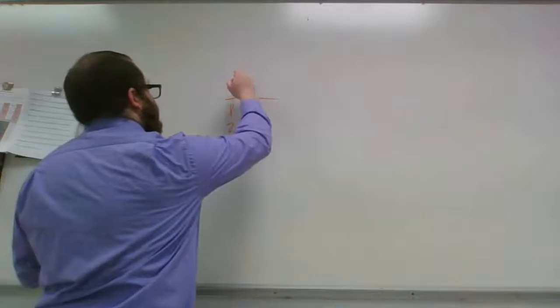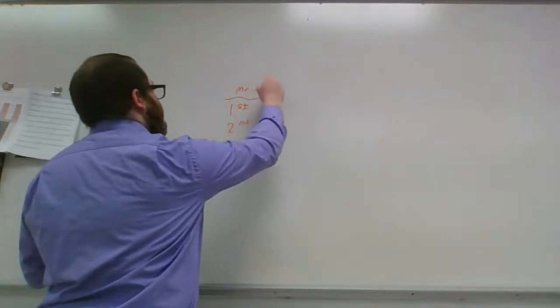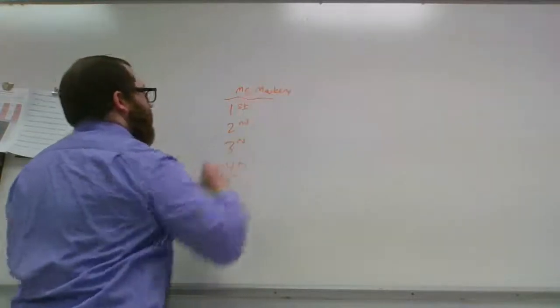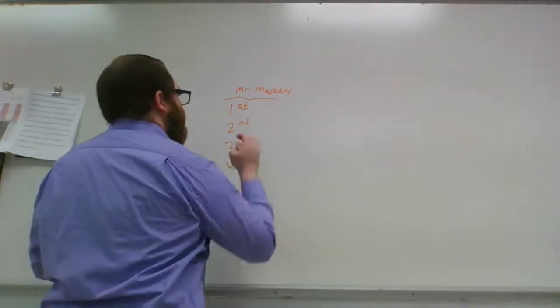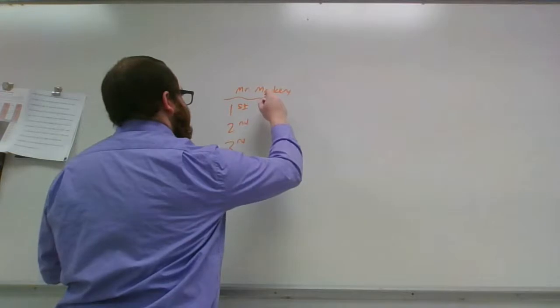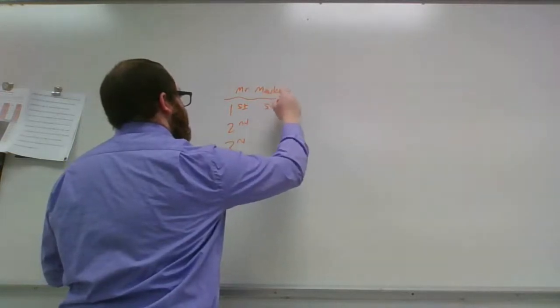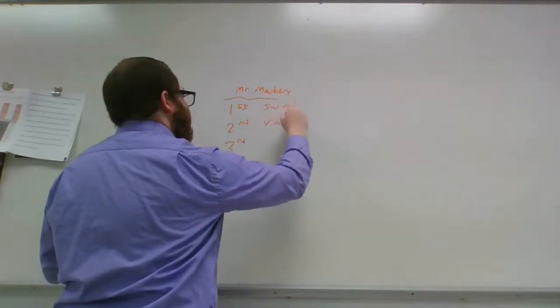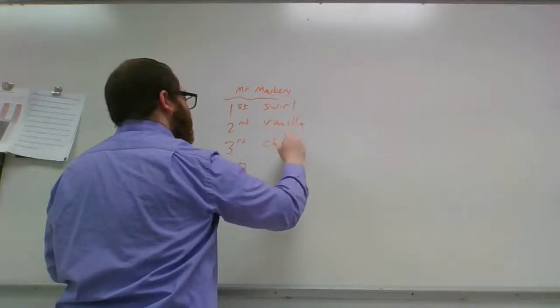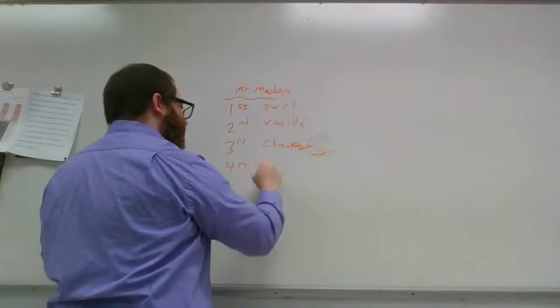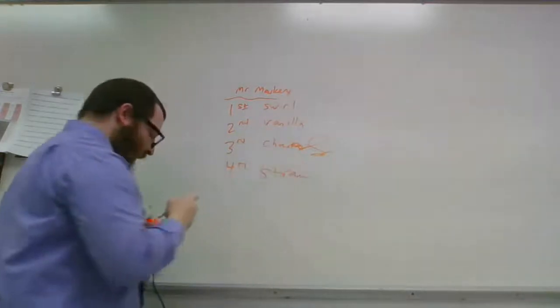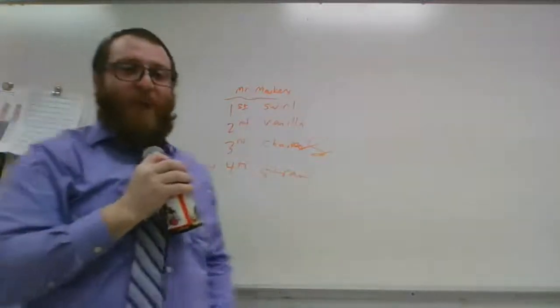So I'd be like, okay, so this is Mr. Markey. Cool. And then I would rank them as, I would probably put it as the swirl, vanilla, chocolate. That's not how you spell chocolate. I'm a math teacher. And then strawberry. And that's how I would rank them. That's how I would put the preference.